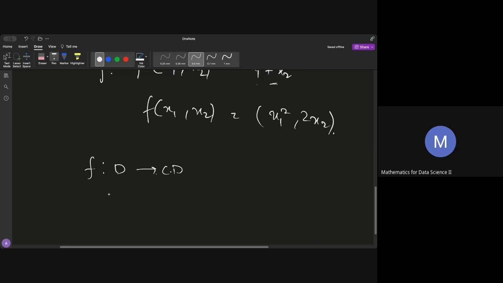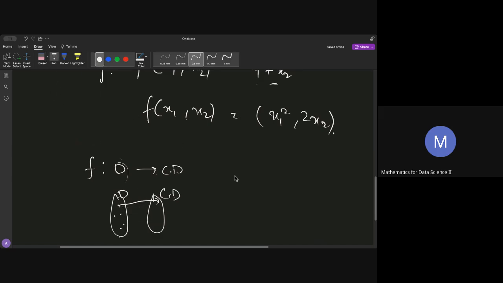A function basically has to satisfy only two properties. One is that every element in D should have an image, and every element should have a unique image; no one element should have two images. If this is your domain and this is your codomain, then all 5 points in the domain should have an image here. That's the first condition. The second is that no point should have two images. Those are the conditions for functions.